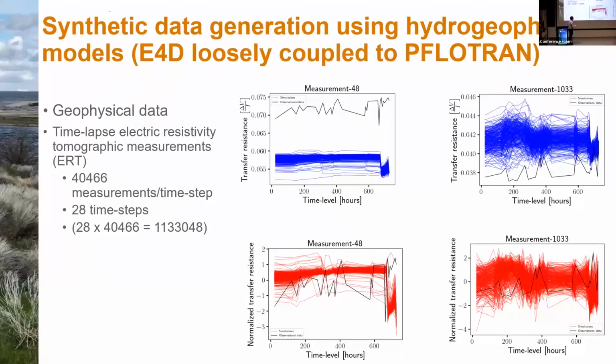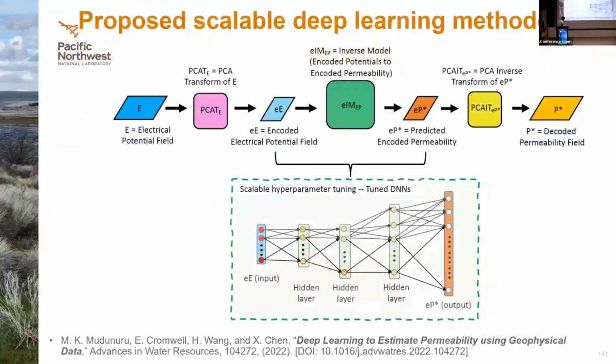The bottom part shows how the observational data is contained within the simulation data, and this instills confidence to train ML models. So how much observational data have we collected? For every 6 hours, we collect these measurements, and we collect more than 40,000 measurements for a time snapshot of 28 days. So that results in more than 1 million measurements to understand this problem and estimate the permeability.